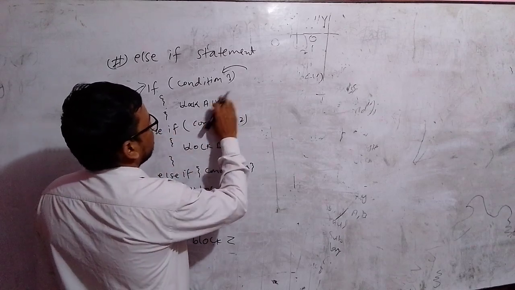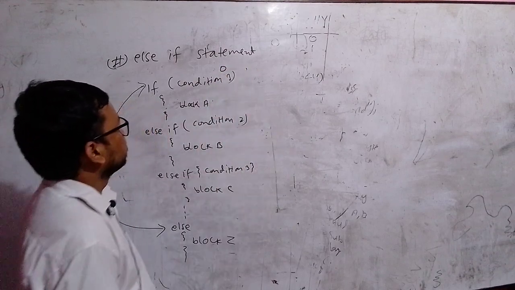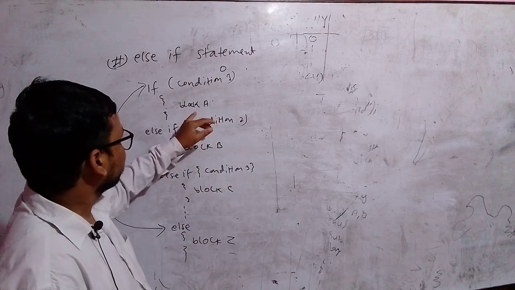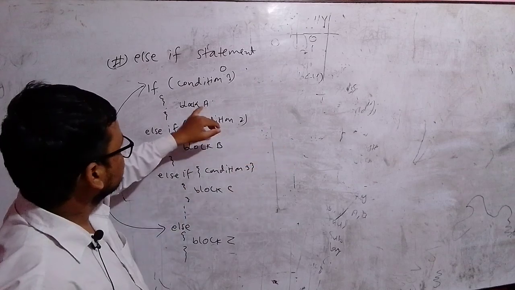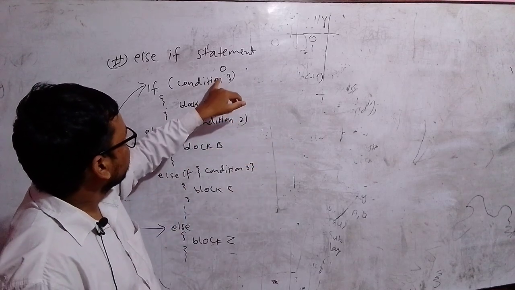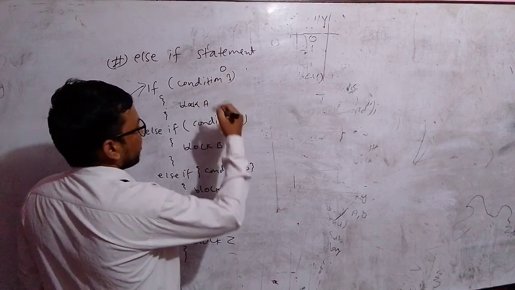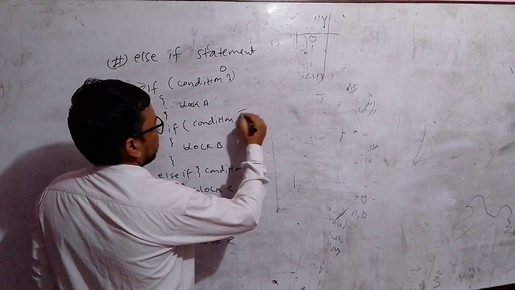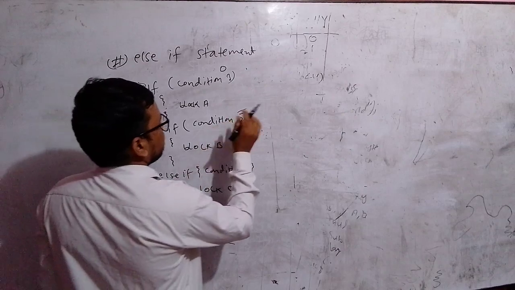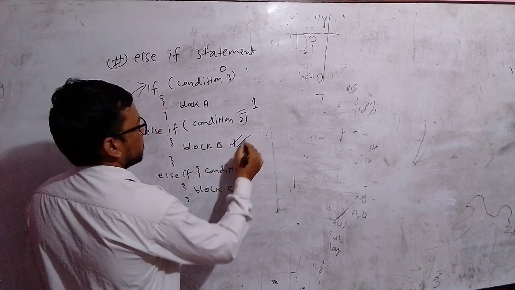Now, if in case the condition gives 0, that means block A will not be executed. In that case, the compiler checks condition 2, whether it gives 0 or not. If it gives 1, then block B will be executed.